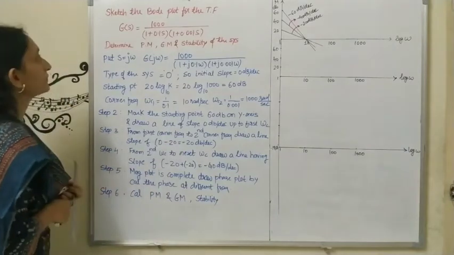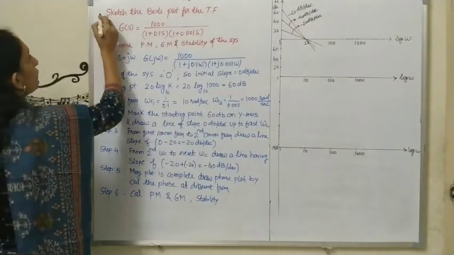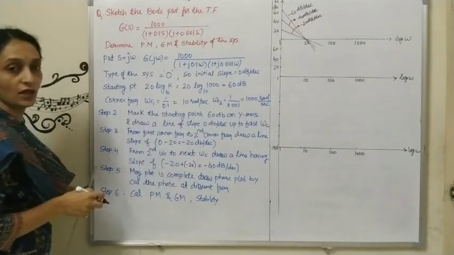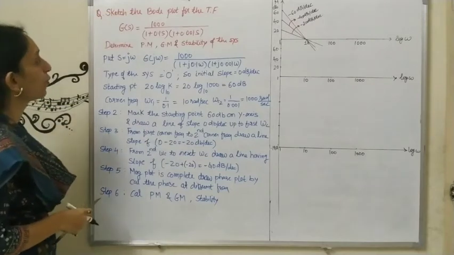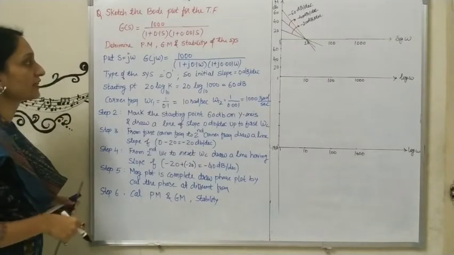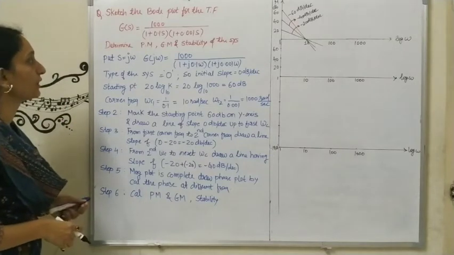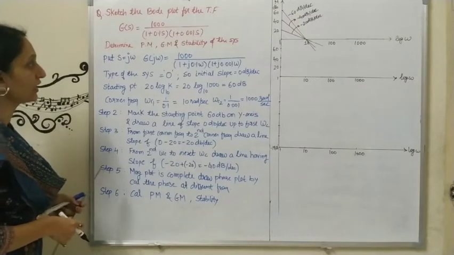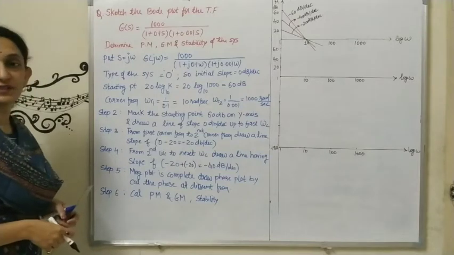See the numerical. Sketch the Bode plot for the transfer function G(s) equal to 1000 upon (1 plus 0.1s) in second bracket (1 plus 0.001s). Determine phase margin, gain margin and stability of the system.